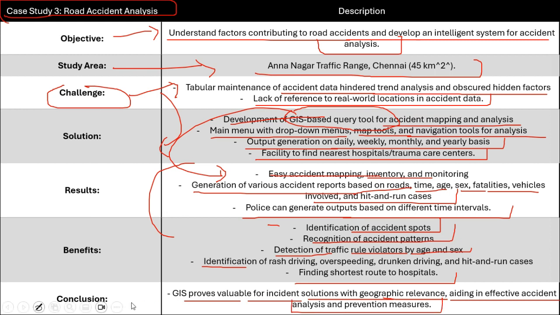prevention measures. So here we can see how GIS is contributing to road accident analysis. With the example of these three case studies in different sectors, we can see the multidisciplinary nature of geoinformatics, and how it is used in different disciplines.